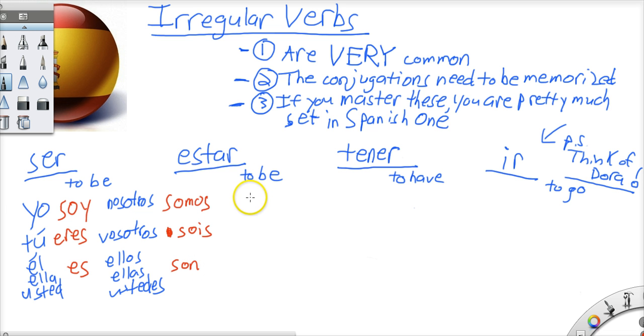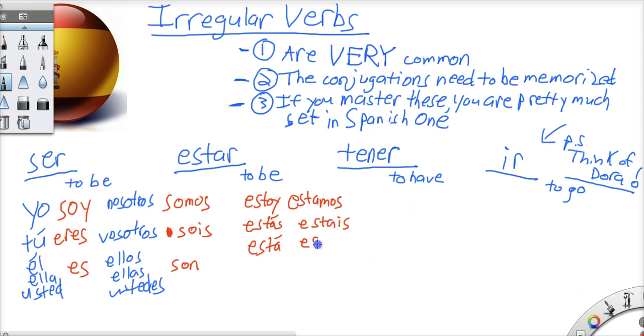Okay, estar over here, estar, estoy, estás, estás with an accent, está. Okay, I am, you are, he or she is. Do you remember when you use estar instead of using ser? They both mean to be. So how in the world do I know which one to use at a particular time?